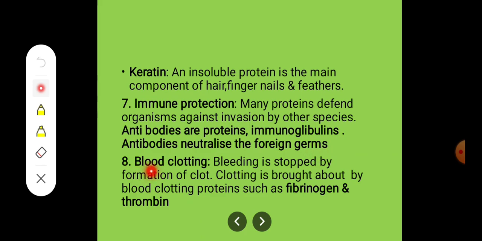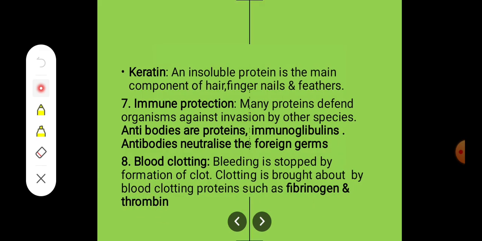Next biological function of the proteins is blood clotting. Bleeding is stopped by formation of a clot. Clotting is brought about by blood clotting proteins such as fibrinogen and thrombin. These two proteins, fibrinogen and thrombin, are the most important for clotting the blood.